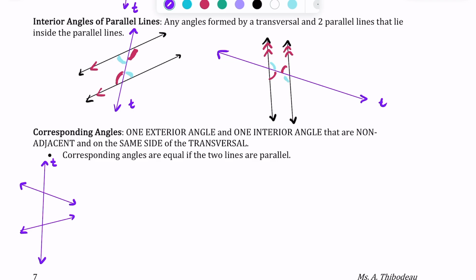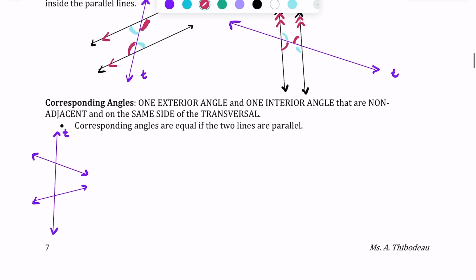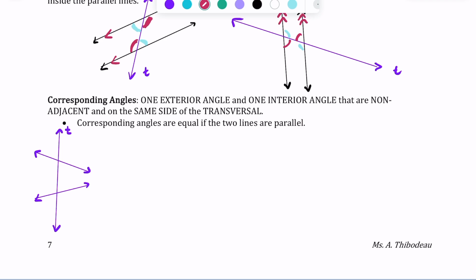line symbol. Okay? And corresponding angles are those in which one is exterior and one is interior. So one's on the outside, one's on the inside. They are not adjacent, which means they are not next to each other. Okay? And they lie on the same side of the transversal. So, I'm going to take a look, and I'm just going to start with any one exterior angle, because I know one exterior angle has to be involved. So I'm going to pick this one.